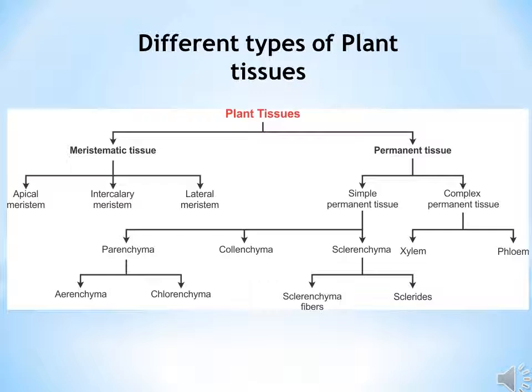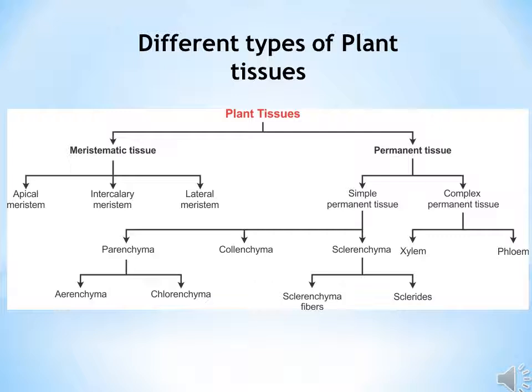Broadly, the plant tissues are of two types, meristematic tissue and permanent tissue. Then meristematic tissue is again of three types, that is apical meristem, intercalary meristem and lateral meristem. Then if we talk about permanent tissue, then permanent tissue is again of two types, that is simple permanent tissue and complex permanent tissue. Now, simple permanent tissue again has three types, parenchyma, collenchyma and sclerenchyma.